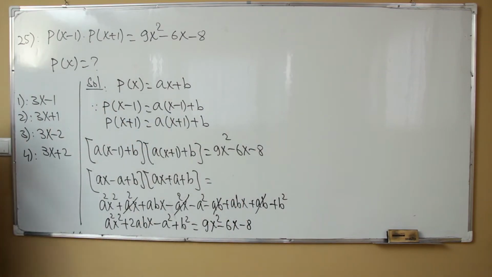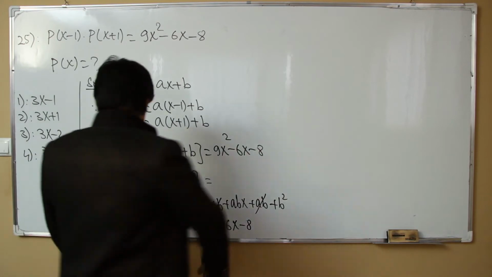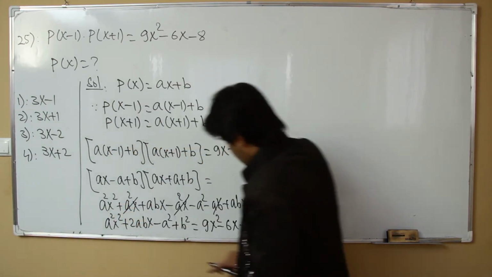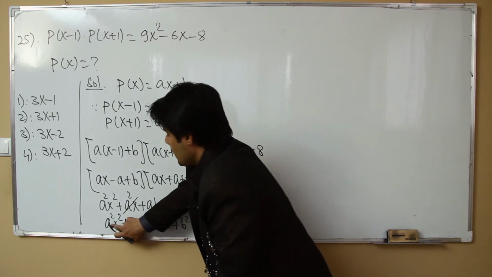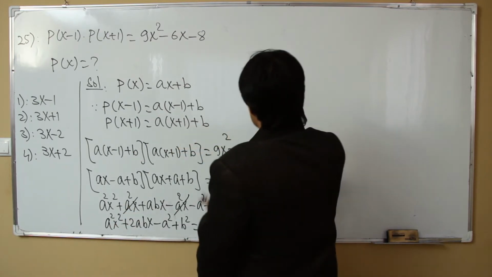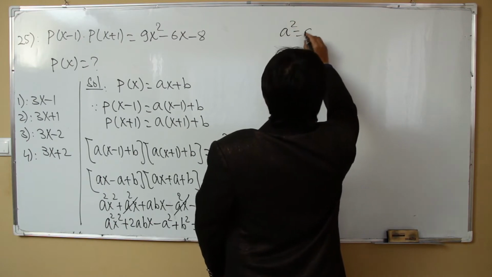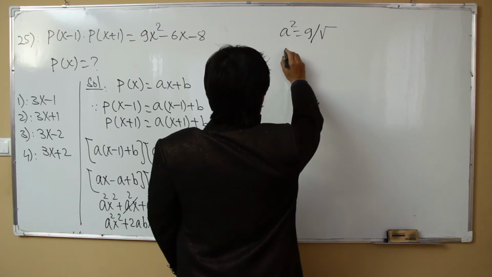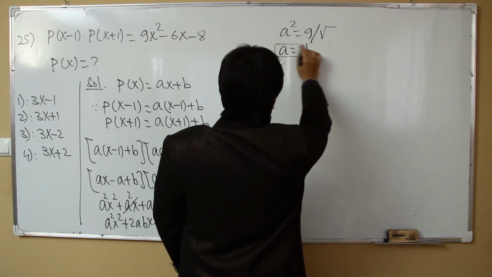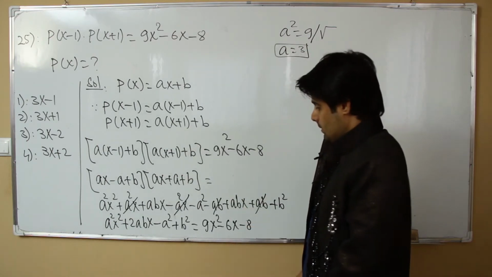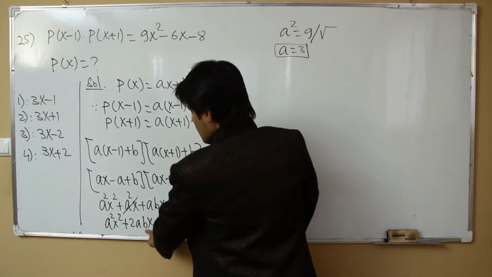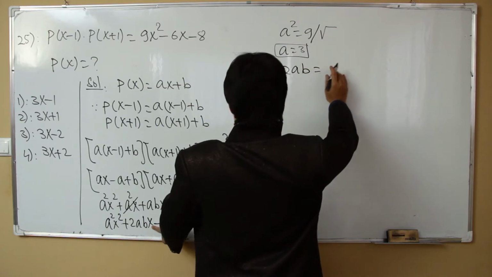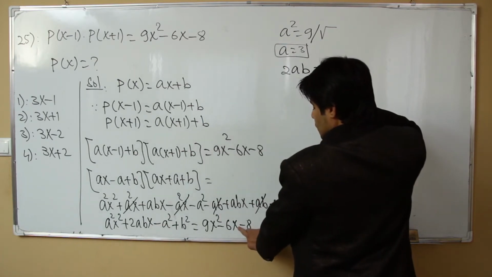Now, from the equality of two polynomials, you will have the coefficient of this x square is the same as this one. I mean, a square is equal to 9. A square is equal to 9. Take the root of both sides, so a is 3. Am I right? Yes.